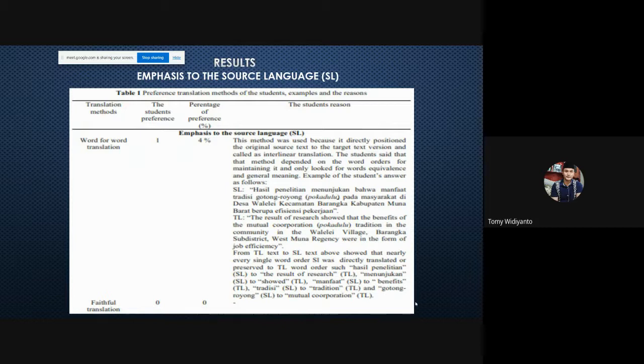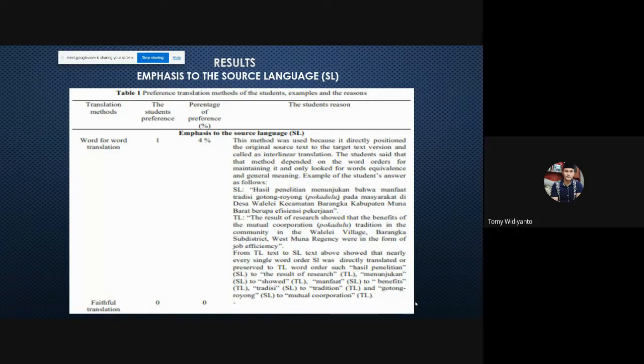Example of the student's answer as follows. From the source language: hasil penelitian menunjukkan bahwa manfaat tradisi gotong royong pokat dulu pada masyarakat di Desa Welele, Kecamatan Barangka, Kabupaten Muna Barat berupa efisiensi pekerjaan. It can be translated in the target language as: the result of the research showed that the benefits of the mutual cooperation pokat dulu tradition in the community in the Welele village, Barangka sub-district, West Muna Regency were in the form of job efficiency.